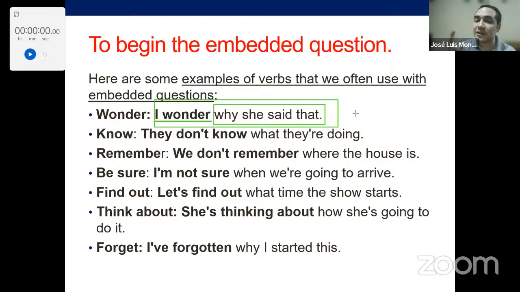Exactly here, but that's embedded, right? If you want to ask the real question, what is the real question for that one? Remember that you have to make some changes. Why said she that? Close. Remember that when it's in past, you have to use one auxiliary, right?